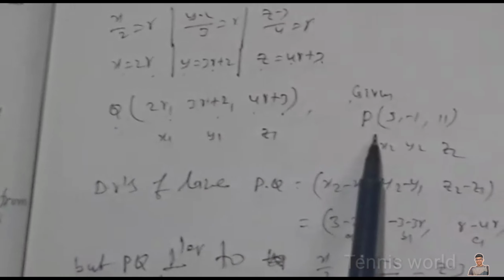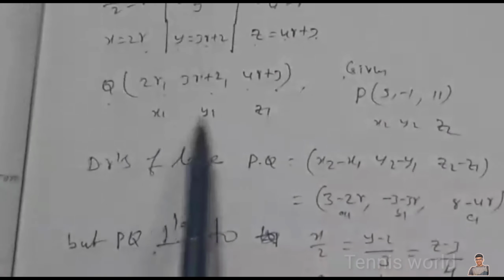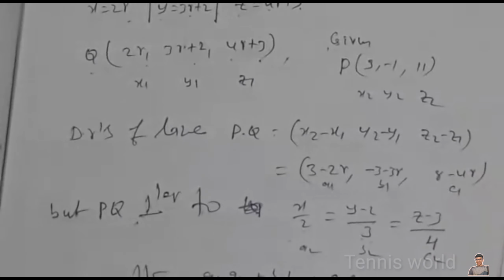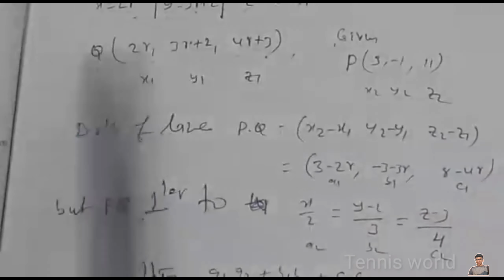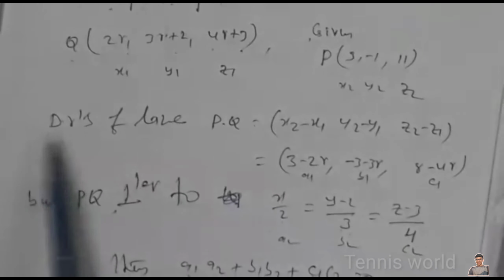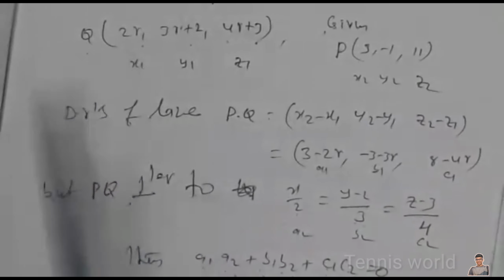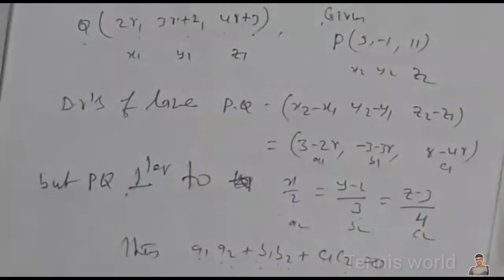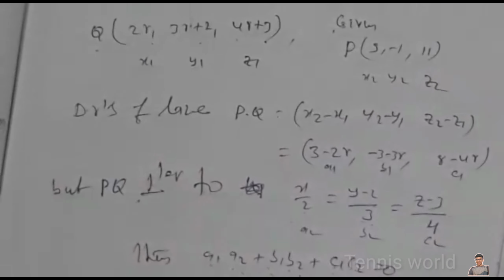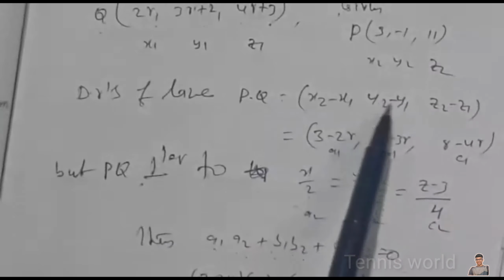Point P is already given. Assume this point as (x1, y1, z1) and this point as (x2, y2, z2). Then you find the DRs of the PQ line. If any line is passing through two points, to find the DRs of that line, we already have one formula in first year Maths 1B: x2 minus x1, y2 minus y1, z2 minus z1. This is the formula to find the DRs of any line passing through two given points. So like this I got the DRs of the line PQ.